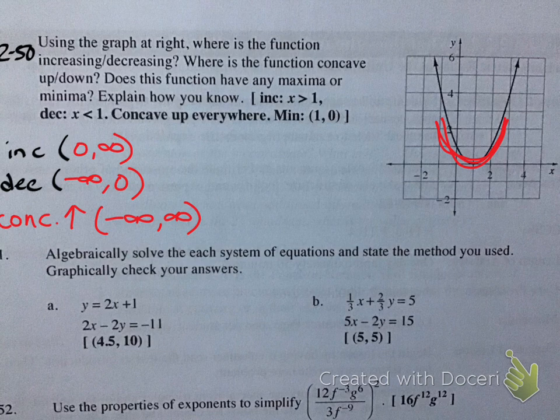Does this function have any maxima or minima? Yes, it's got a minimum value right here. Whoops, meant to do my eraser. It's got a minimum value right here. So it's got a min at the ordered pair 1, 0.